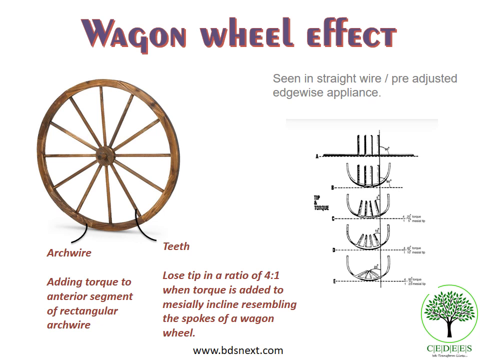Now, why is it called the wagon wheel effect? It is because of the arch wire which curves like the main framework of the wagon wheel, and more importantly, the teeth which were supposed to be straight lost their tip subsequently with further addition of torque, mesially inclining and resembling the spokes of a wagon wheel, and hence it's called the wagon wheel effect.